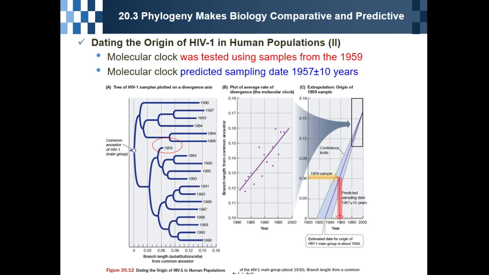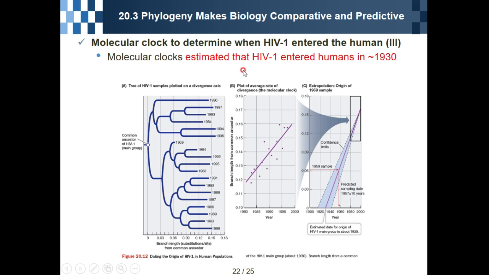Okay, so based on this graph, we estimate that HIV-1 comes from 1920, 30, something like that. So based on this, the molecular clock estimated that HIV-1 entered humans in the 1930s.